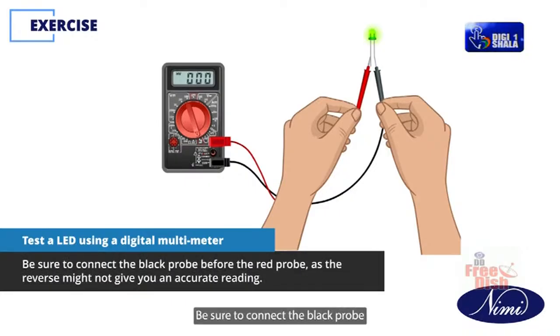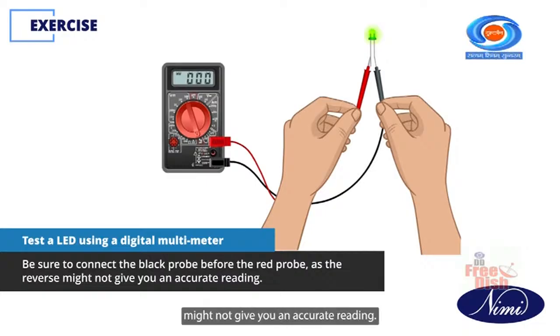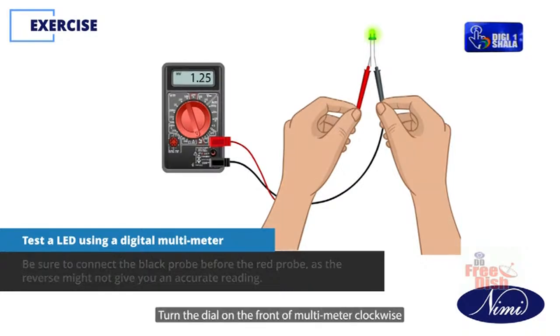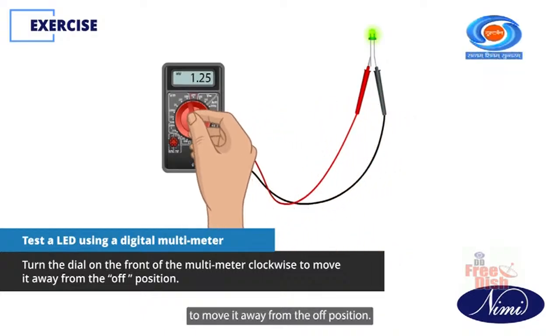Be sure to connect the black probe before the red probe, as the reverse might not give you an accurate reading. Turn the dial on the front of multimeter clockwise to move it away from the off position.